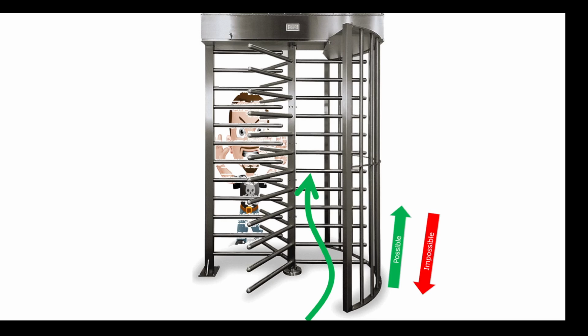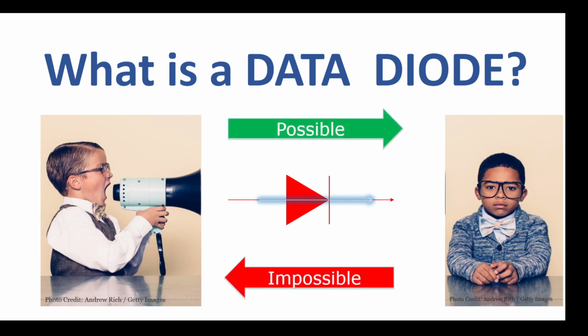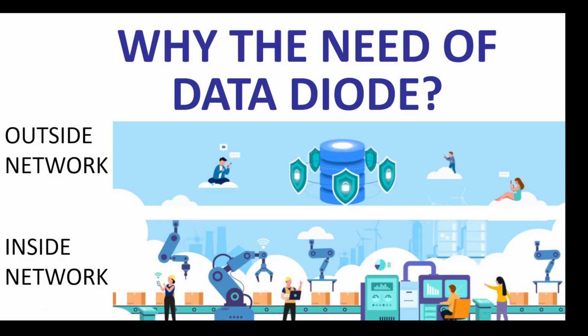So now we understand what the diode means. Let's see how this is taken into the perspective of cybersecurity. Picking up from the same, the term data diode is a component which can pass the data or information from one side to the other and not the other way around. Now that we are clear what a data diode is in a nutshell, let's see why there was a need for the diode at all.